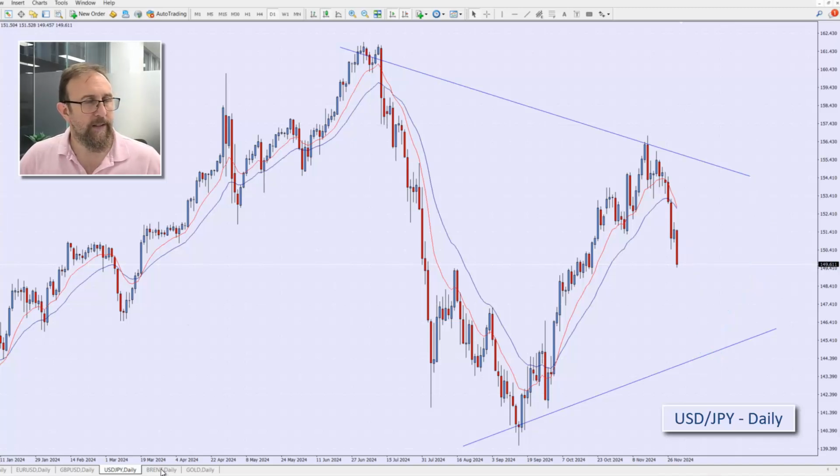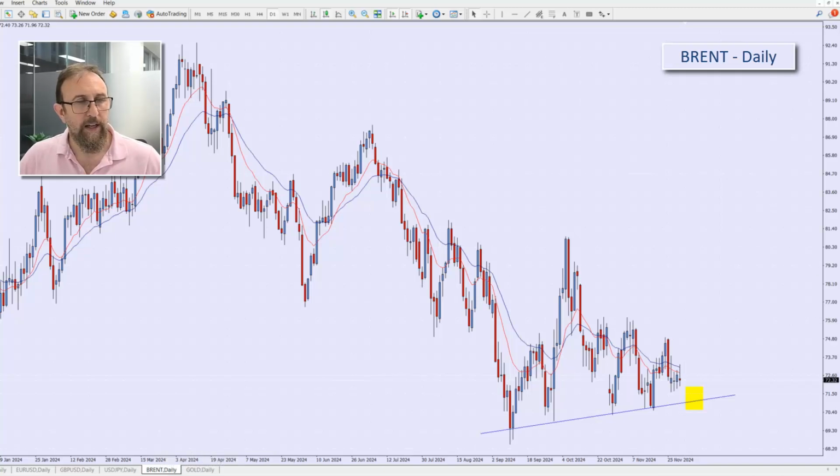Let's have a look at Brent, oil, Brent. My support base here is being respected. So the last one, we went there and we traded upwards. So let's wait again and let's see if I can get reversal in this region here to give us another opportunity to trade upwards.